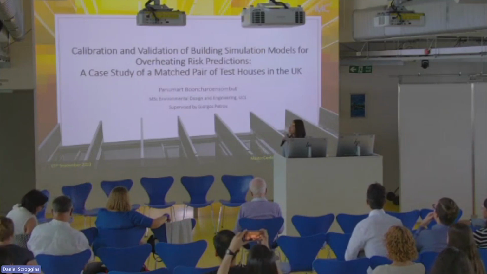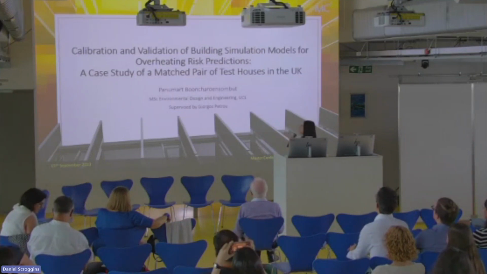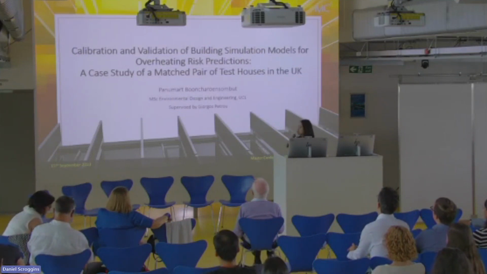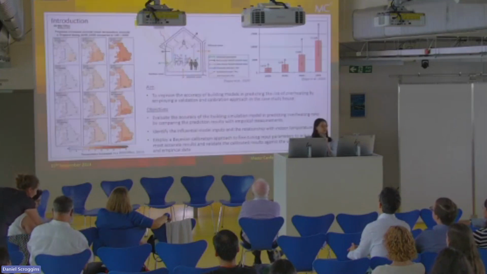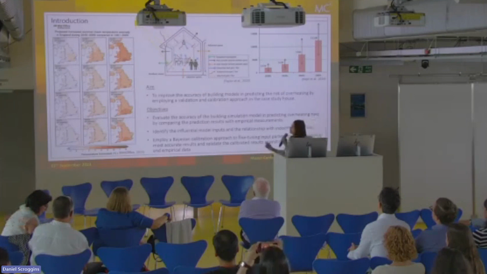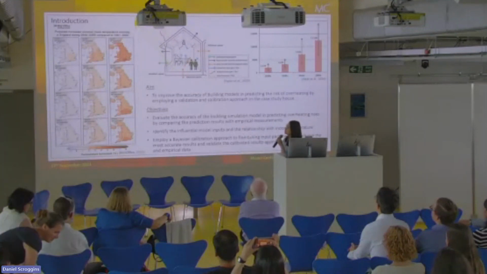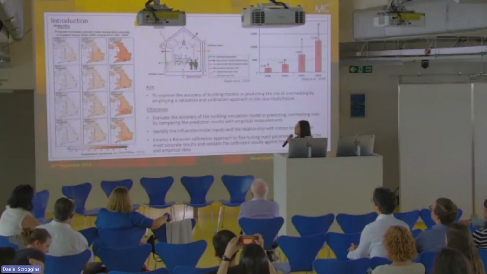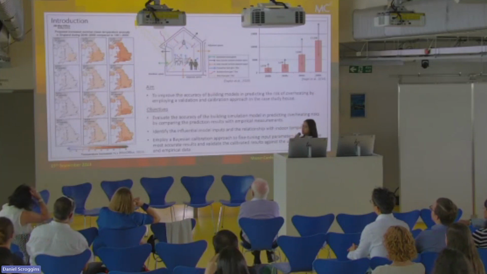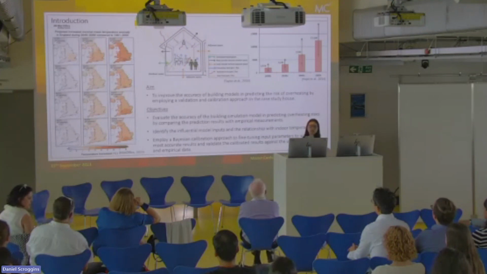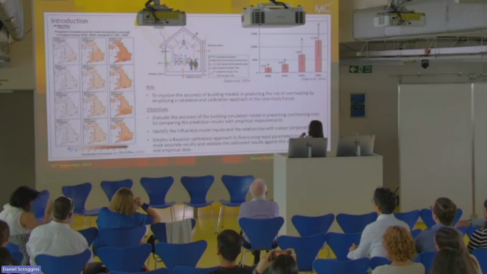Today I'm going to talk about the calibration and validation of building simulation models for overheating risk predictions. Before getting started, let me provide you with some background information. As you can see from the graph, it is a projected increase in temperature due to global warming, driven by the emissions of greenhouse gases. And this not only affects outdoor temperatures, but also influences indoor temperature as well.